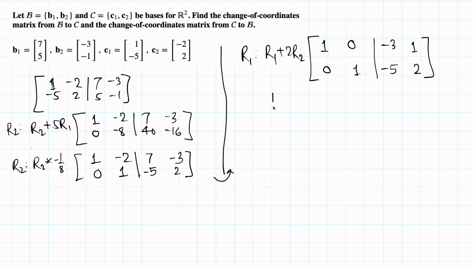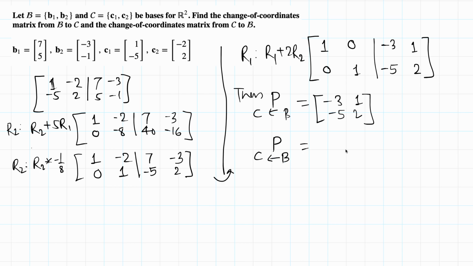So this will be the change of coordinates matrix from, we wrote B to C. Okay, we wrote C first. So B to C. Thus, this one is negative 3, 1, negative 5, 2. And for C to B, the change of coordinates matrix will be just the inverse of this one. So inverse of this matrix. And we know how to find the inverse of a 2 by 2 easily, right?